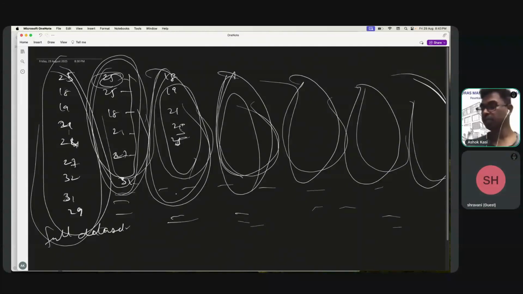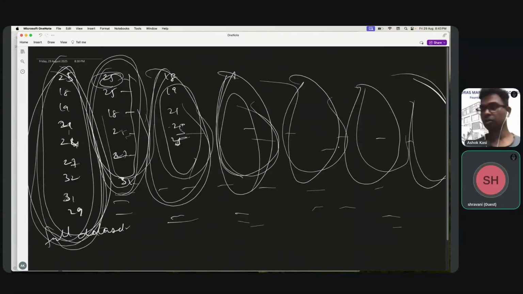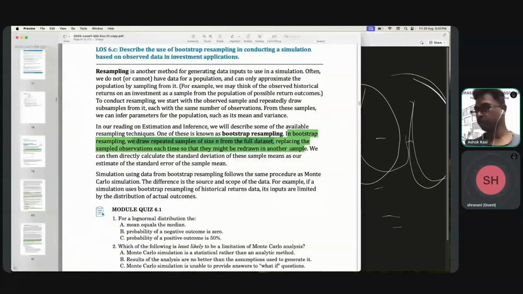Basically you are seeing the data, these are all the outcomes, and these outcomes can come from different angles. So you are studying the data. That is bootstrap resampling. Bootstrap means from the existing data only.